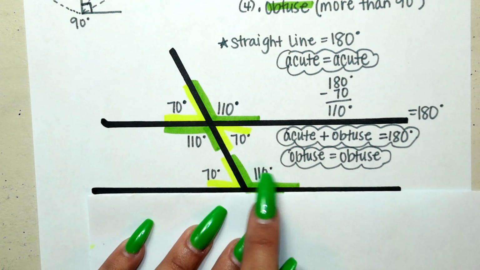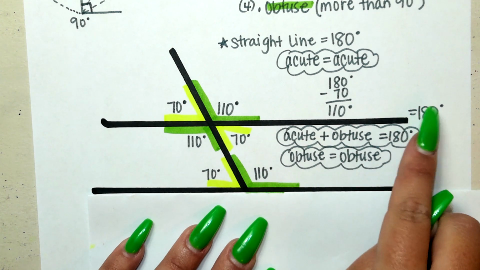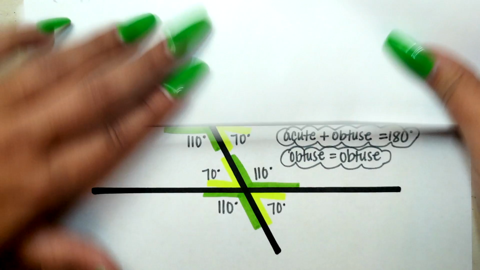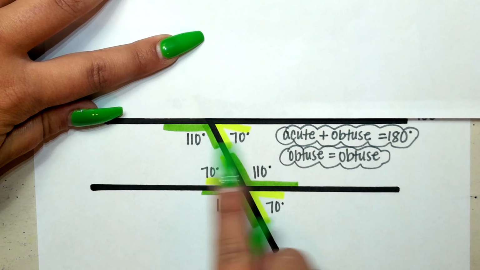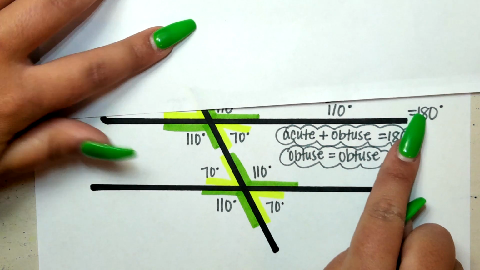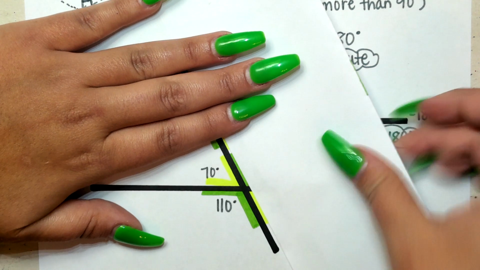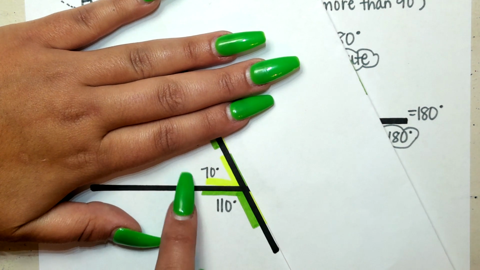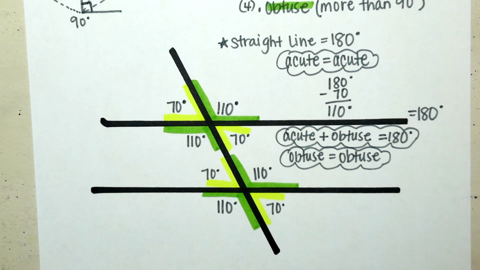Okay, so I can cover up anything and create a straight line, and it should add up to 180. So here, 70 plus 110, this is a straight line. 70 plus 110 equals 180. I can cover up the top. This is a straight line. 110 plus 70 equals 180. I can cover the sides. Here's my straight line. 70 plus 110 equals 180.